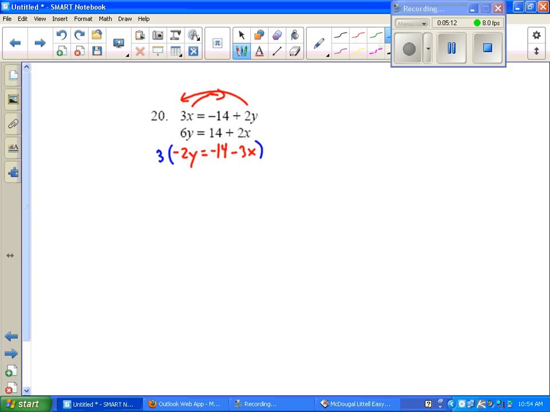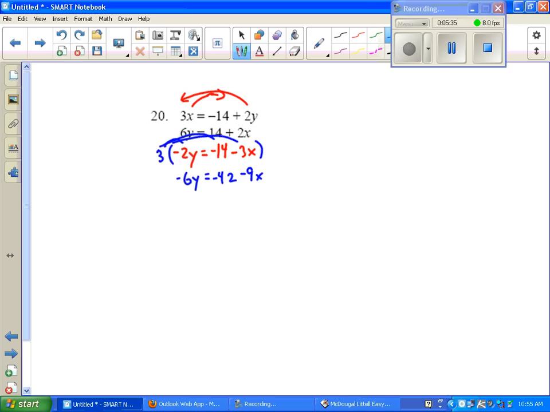3 times negative 2y gives you negative 6y. 3 times negative 14 is negative 42, and 3 times negative 3x, all the way at the end, is negative 9x. Remember, you can't just multiply the negative 2y by what you want.